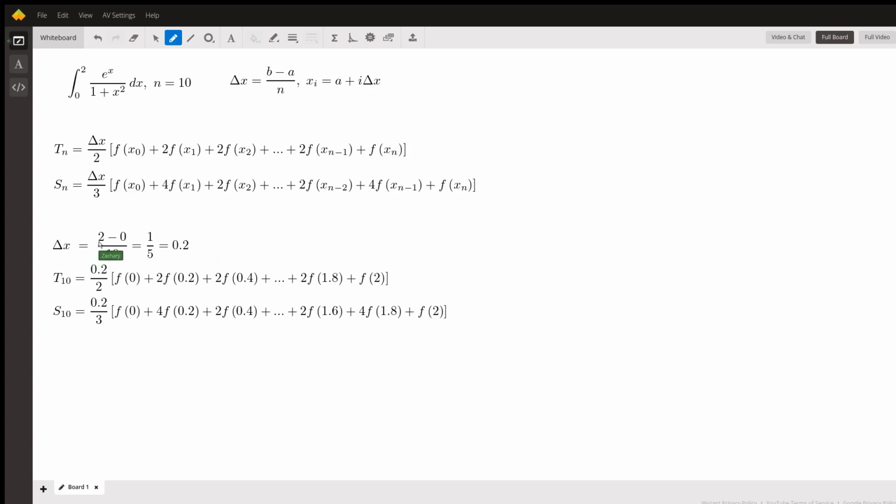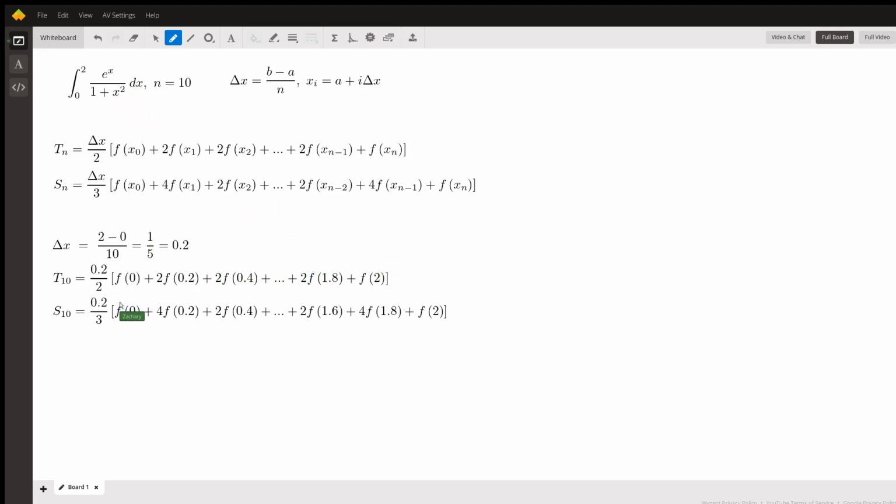So here's our delta x. We take our upper bound 2, subtract 0, divide by 10, and that reduces down to 1/5, or in decimal form 0.2. And so the way you're going to solve this is you're going to take 0.2 divided by 2 for the trapezoidal rule, and multiply it by the sum of the function f at 0. You're going to get f at 0.2, multiply that by 2, f at 0.4, multiply that by 2, on and on until you get to the end where it's just f of 2. And this is the function that you're going to be plugging in, e to the x over 1 plus x squared. So you're just going to evaluate that at all of these different inputs.